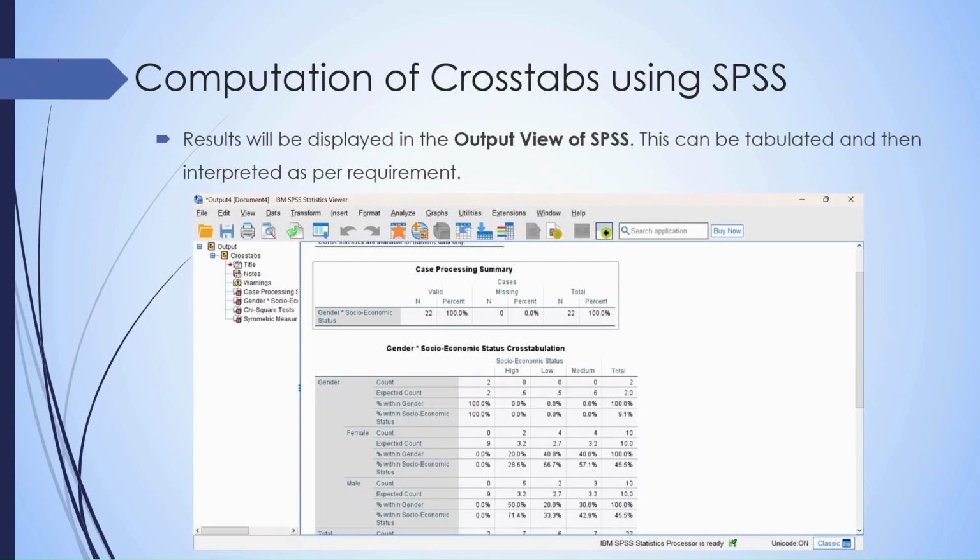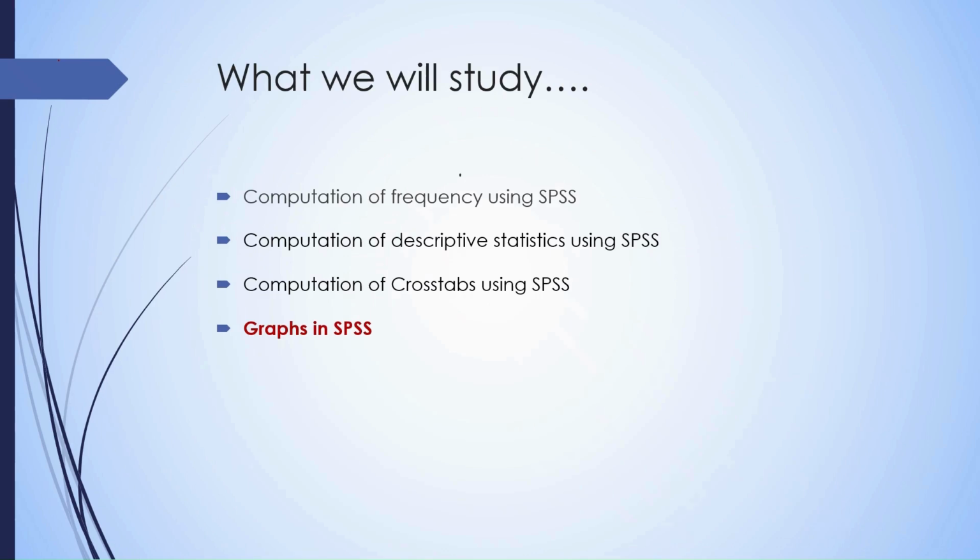When I do, I have the results displayed in my output view. Output view is a different window that opens to show me the result. See, I have all the tables here. This is showing me the relationship between my two categorical variables, gender and socioeconomic status. Now this data can be tabulated and then interpreted as per my requirement. Easy, right? This is how we compute crosstabs using SPSS. So we have now completed frequency, descriptive statistics, and crosstabs.